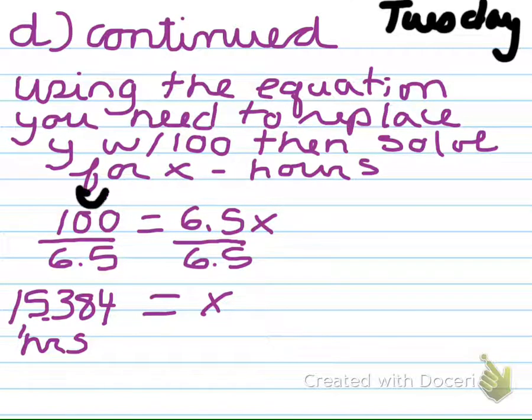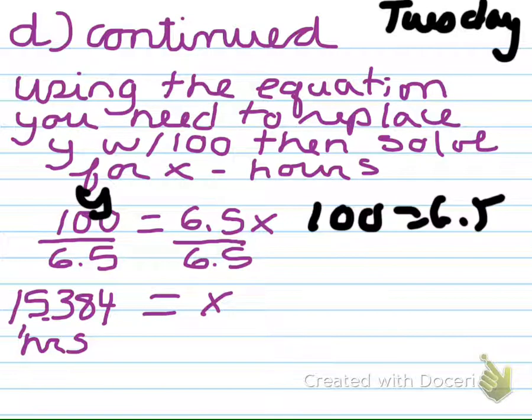So this used to be a y right here, with 100, because that's the miles that you're given. And then you solve the equation. I'm solving the equation 100 is equal to 6.5x. So I'm going to divide on both sides by 6.5 because I want the x to be by itself. And this is multiplication, and to undo multiplication you divide. And over here I'm going to divide by 6.5 because whatever you do on one side you have to do on the other. So I showed that work here.